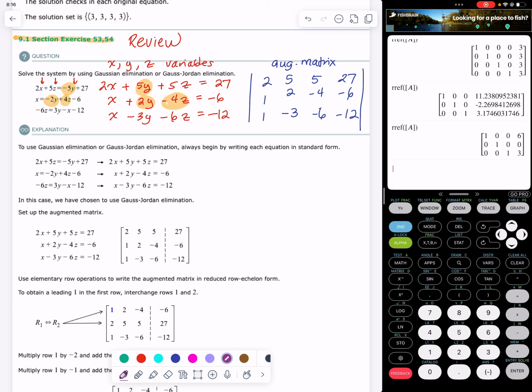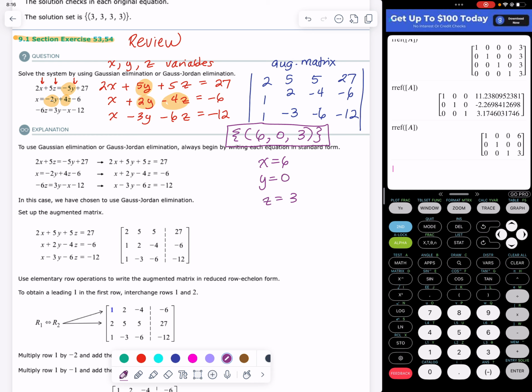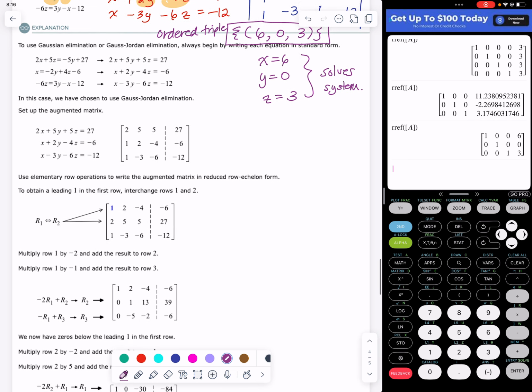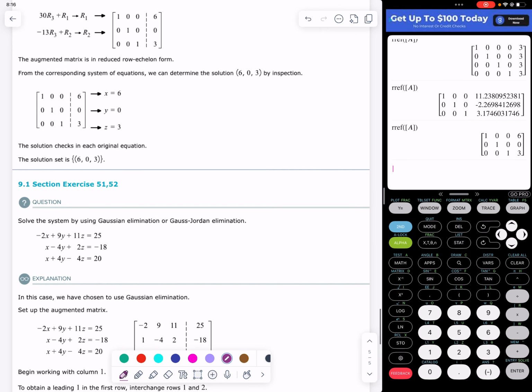Our solution to this system is the ordered triple 6, 0, 3. So if you were asked what X was equal to, or Y was equal to, or Z was equal to, that solves that system, you would write your answer like that. If they ask you to write it as an ordered triple, you will write it like this. Okay? Let's go ahead and look at our next review question.